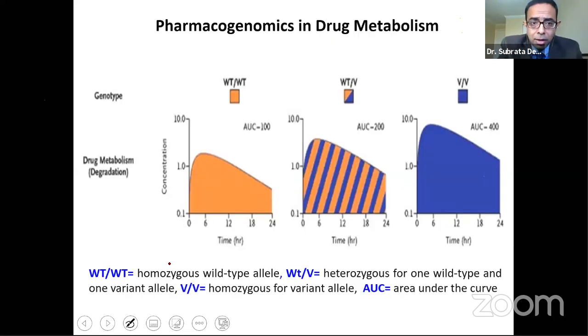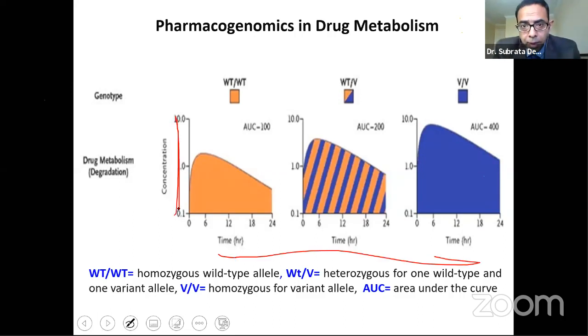Now, again, this one just gives you another glimpse that alleles can change drug concentration. So on the x-axis you have time, on the y-axis you have concentration, and on the top you have different genotypes. You have either wild type homozygous, or wild type heterozygous, meaning a combination of two things, not the same allele, because each gene has two alleles in our body. So they can be either the same or different. So first one is wild type, second one is wild type heterozygous, and third one is polymorphic, or modified form, variant homozygous.